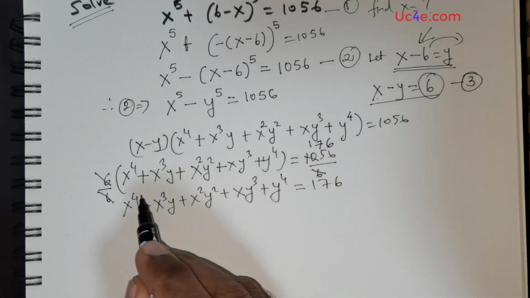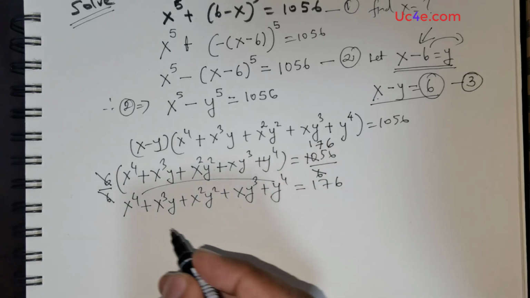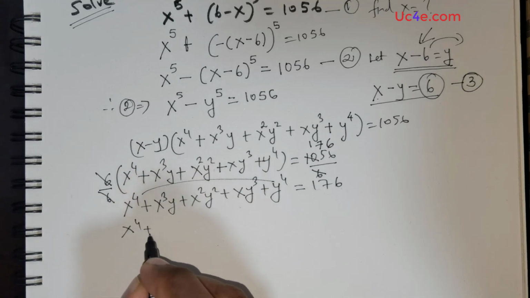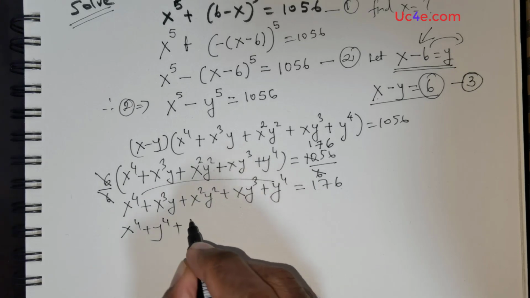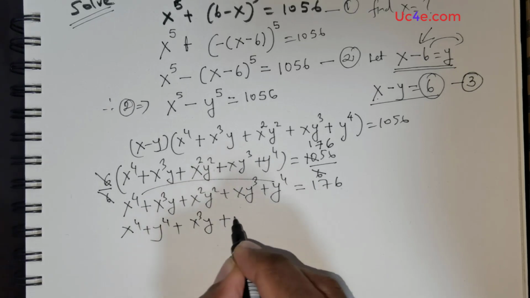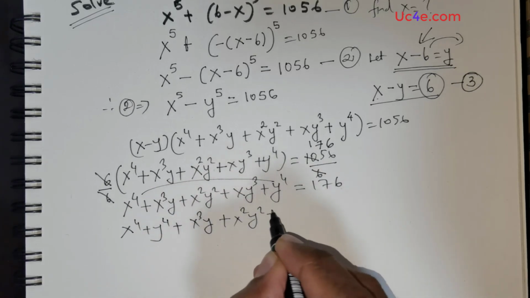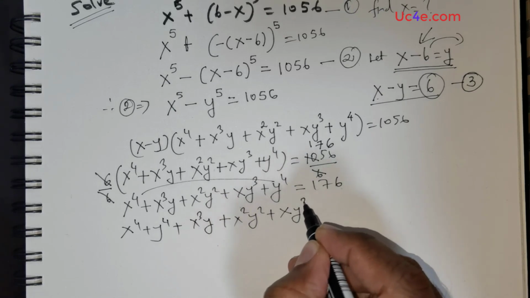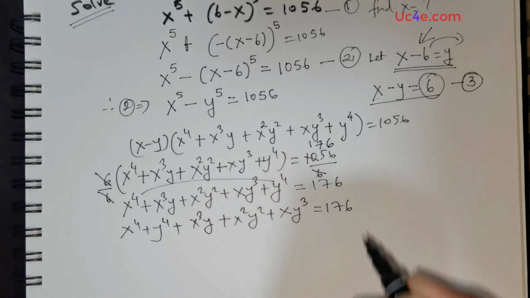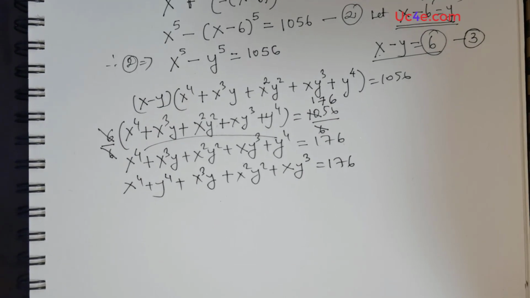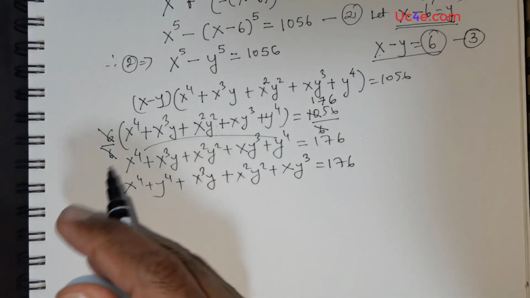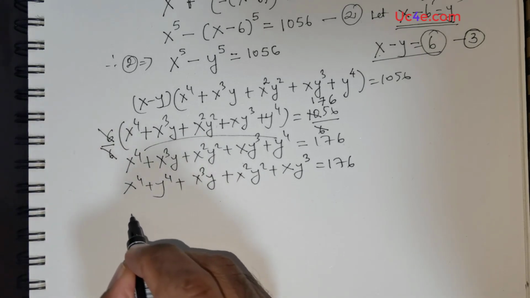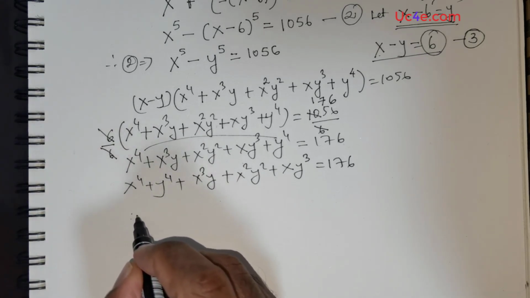Now what I wish to do is I would like to club these two together. So if we were to club these two together, I would have x raised to the power of 4 positive y raised to the power of 4 followed by x cubed y positive x squared y squared positive x y cubed is equal to 176. Okay, that's fair enough. Now I would like to write x raised to the power of 4 positive y raised to the power of 4 as a composition of x squared and y squared.